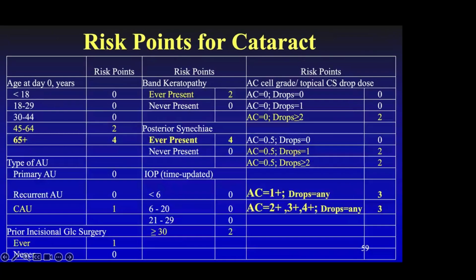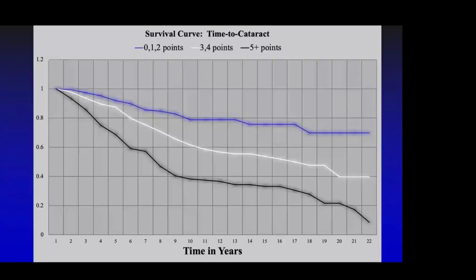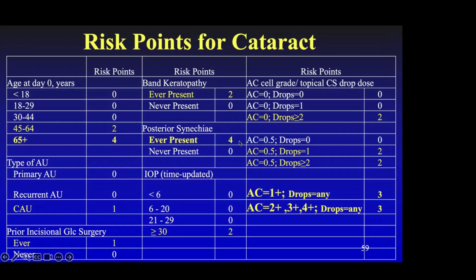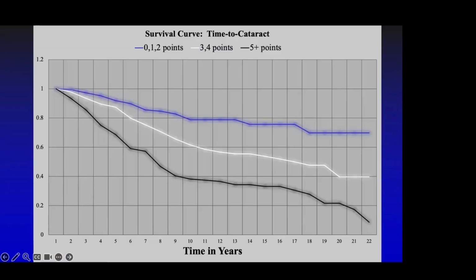So we made this risk point scale, which you can look at the paper to get. And basically, the more points you have, the higher your chance of cataract. And so you can see if you have almost no points, you can be out to 20 years and have 70% chance of still having your lens. And then a medium amount if you have 3 or 4 points. And being 65 by itself would be 4 points. And if you have 5 points, so that might be having posterior synechia and taking some eye drops, then you have a higher risk. So there's a high risk of it.